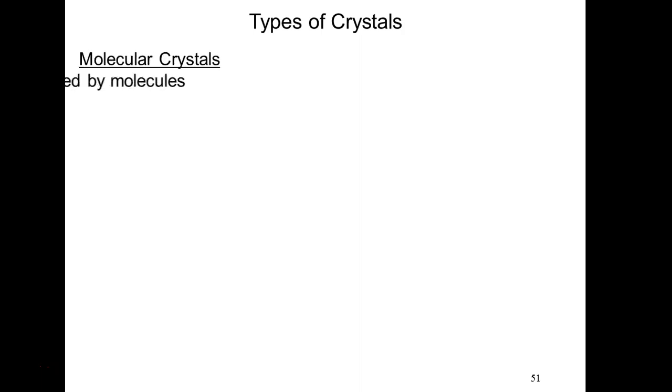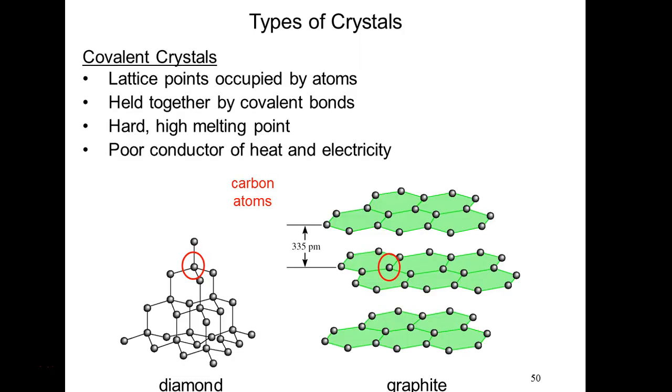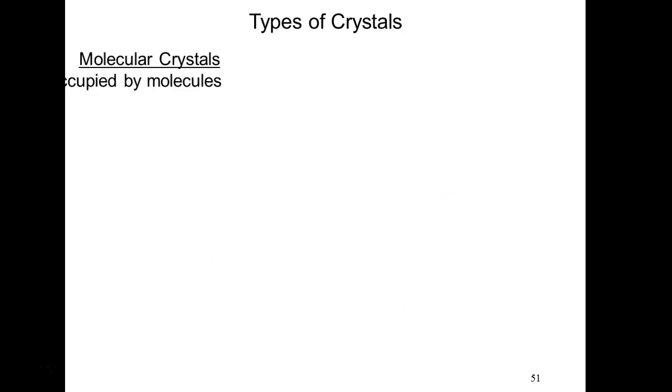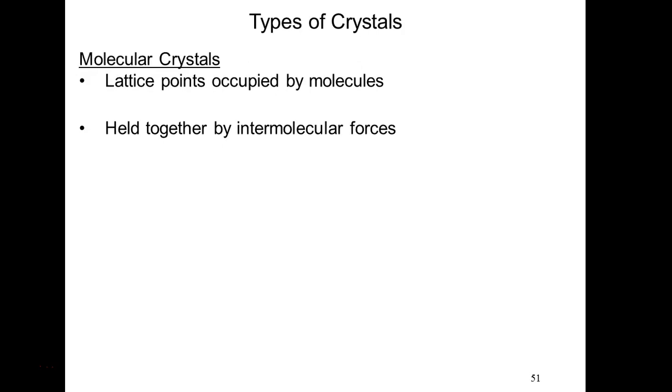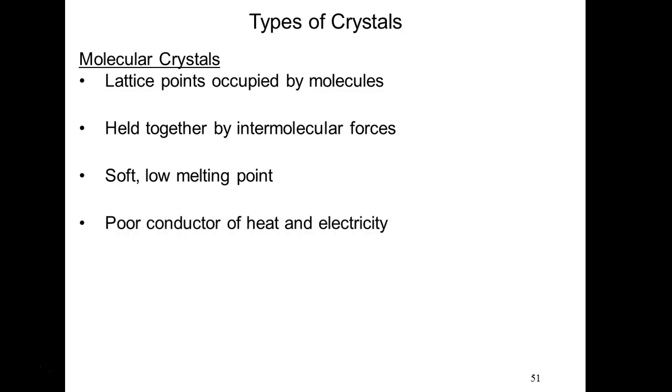Another type of crystal is a molecular crystal. So instead of the lattice points being occupied by atoms, in these crystals the lattice points would be occupied by molecules. They're held together by intermolecular forces, and it's a really low order crystal. It's soft. It has a low melting point. There's not as much packing in a molecular crystal. They're also poor conductors of heat and electricity.